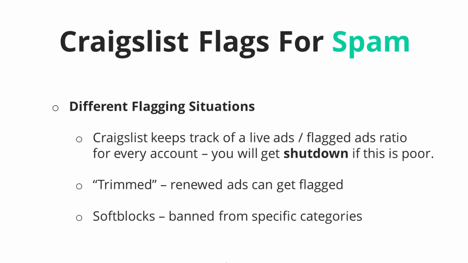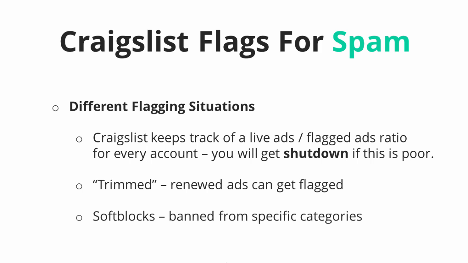Now, understand that Craigslist flags your ads for spam, okay? And there's basically three different main types of flagging situations that Craigslist is going to flag you down for. As I said in the beginning, Craigslist keeps track of everything that you do, and this includes your live ads to flagged ads ratio, okay? Think of it as a seesaw. If you start to have more flagged ads than live ads, and you don't bring that back fast, the seesaw is going to hit the ground, and then you're going to get shut down for basically having a poor ratio. Okay, so it's very imperative to keep your live ad to flagged ad ratio in check.